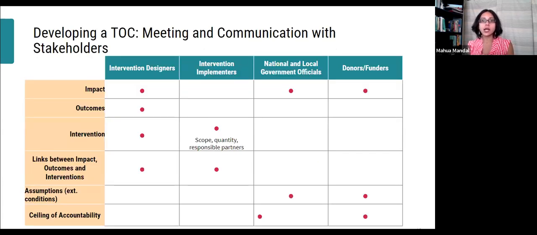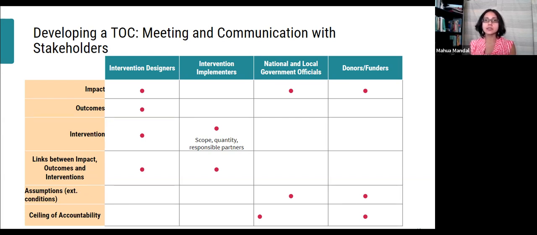So generally, you want to, of course, get as much information as you can about each component within a theory of change from all groups of stakeholders. So for example, from the intervention designers, implementers, the government officials, and the donors, you want to get all of this information in this first column: the impact, outcome, intervention, all the links, all the assumptions, the ceiling of accountability.